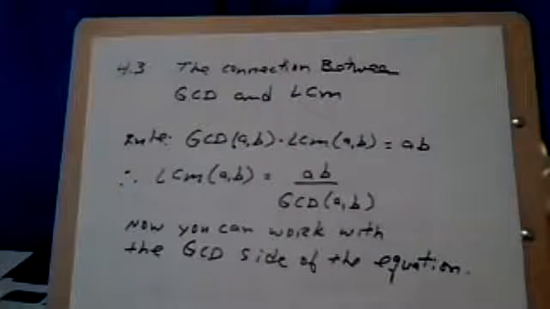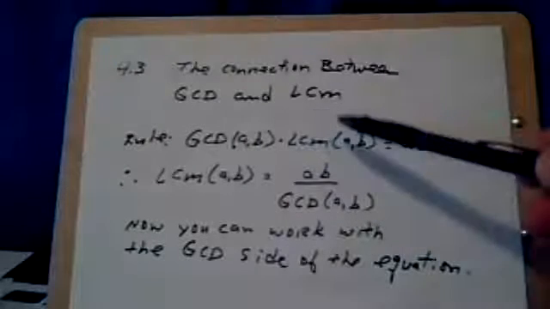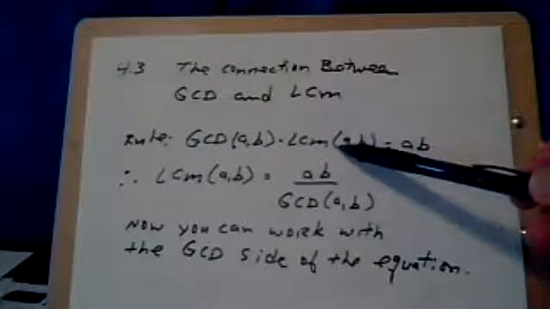And here's the connection between the two. This is the rule. This is the formula. So this is the connection. We would like to find the LCM, but going through the GCD.